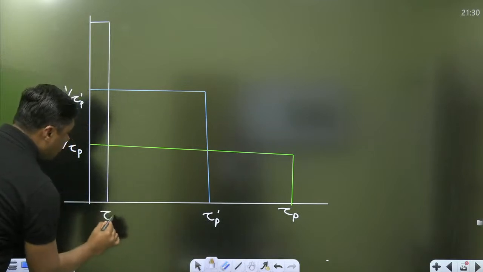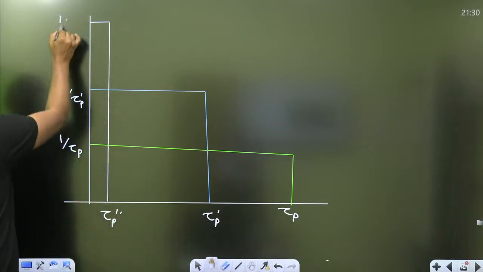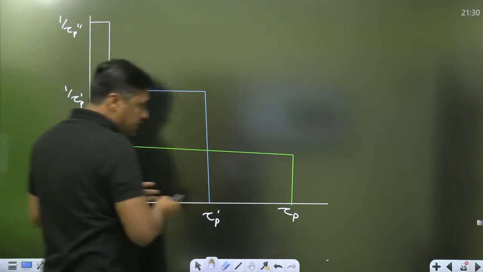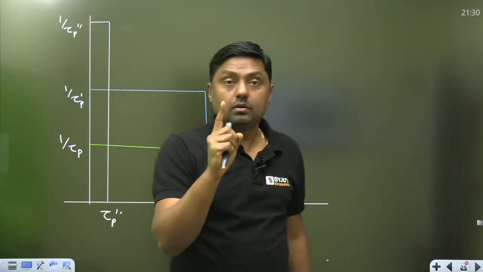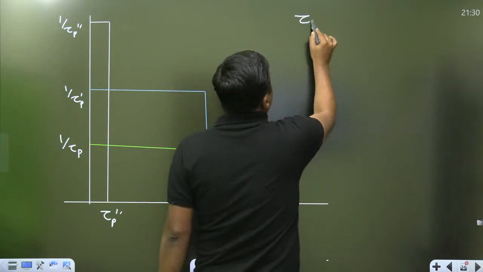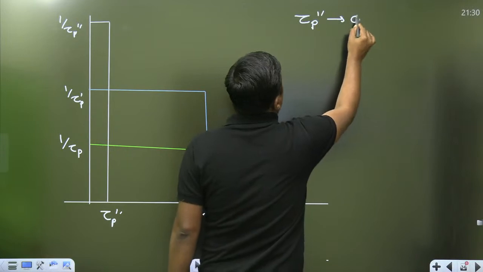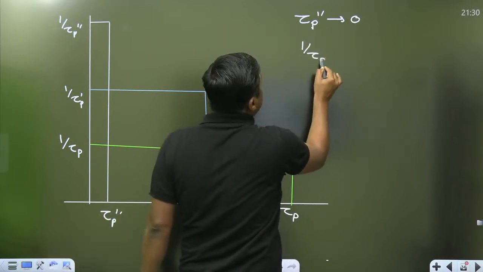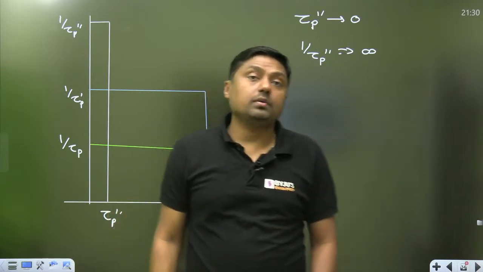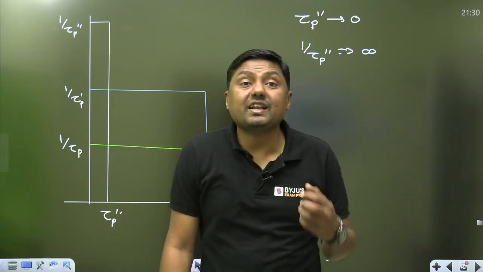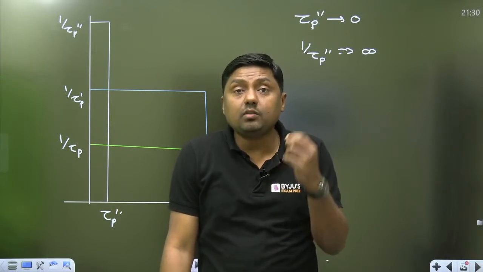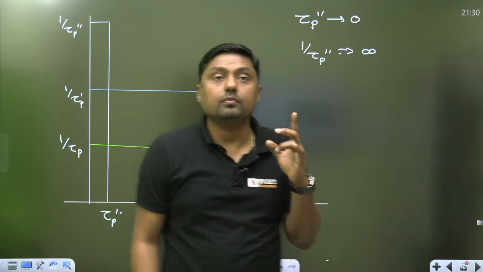Let this be tau p double dash. This will become 1 by tau p double dash. So every time we are increasing, but the area will remain 1. So if tau p double dash tends to 0, what is the 1 by tau p dash? It tends to infinity. So it has impulsive strength. The impulse signal has infinite magnitude at t equal to 0.